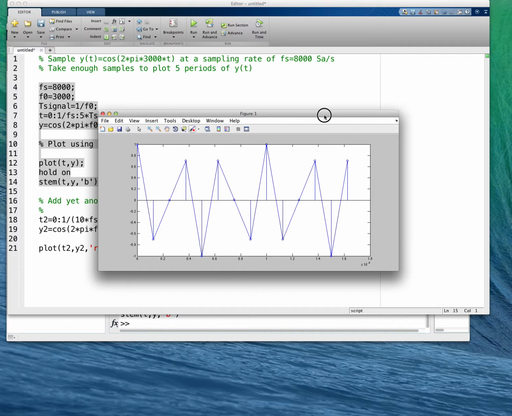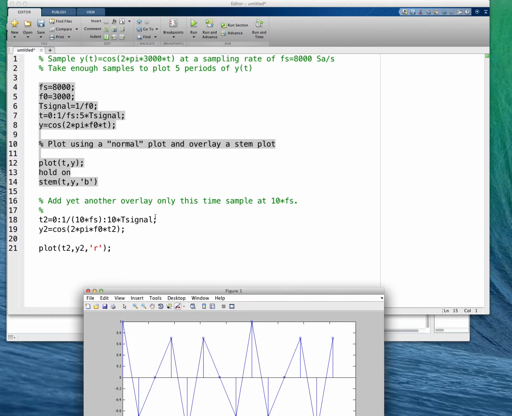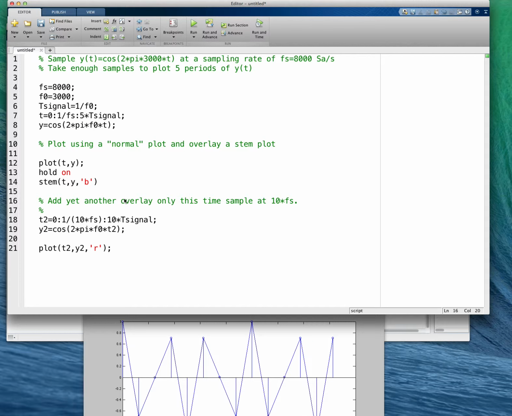Okay, so what I wanted to show you next is that if I wanted a nice looking plot, I really need to sample a lot faster. So I'm going to sample at 10 times the original sampling rate. So I'm making a second vector, t2, and it's going to go out to 5 periods in steps of 1 over 10 times fs. All right, so I'm increasing the sampling rate by a factor of 10. All right, so I generate y2 based on the t2 time vector.